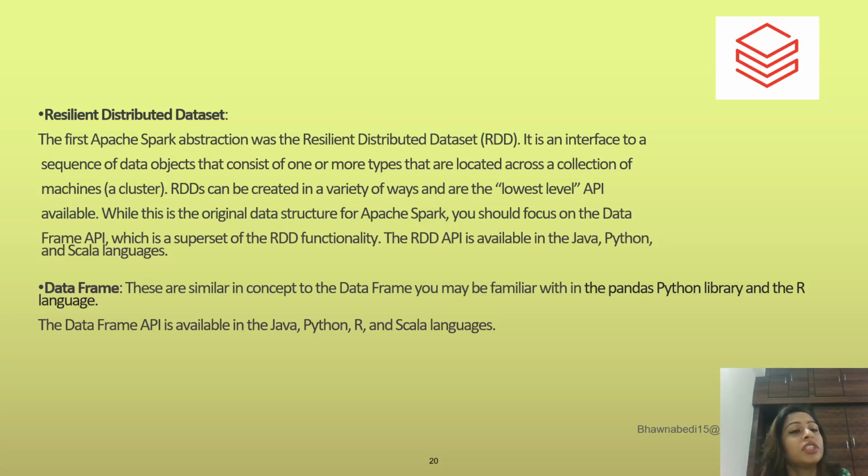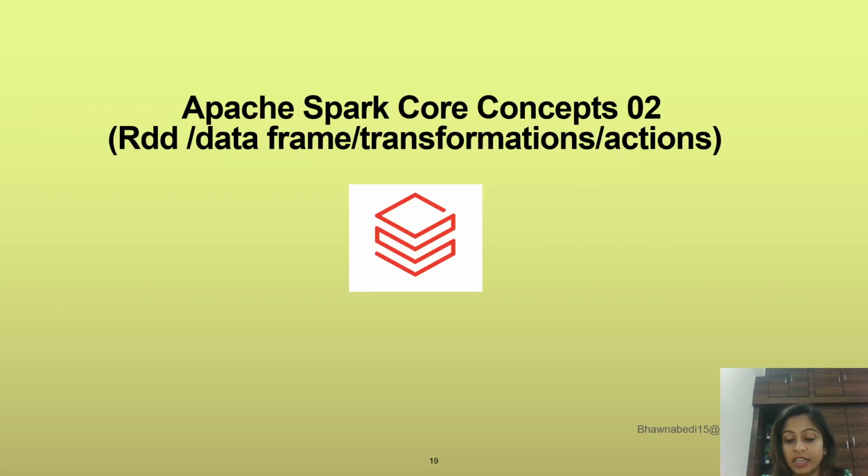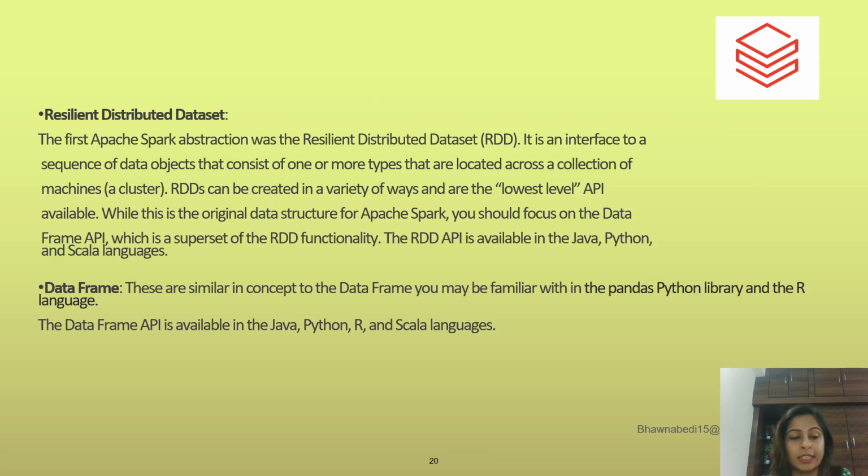So coming to the resilient distributed datasets, the RDDs. What exactly is an RDD? In my previous video I mentioned that a DAG is created using RDDs, right? An RDD is basically a data structure in Spark, the very first thing. Whatever you do in Spark gets converted into the form of RDDs only. That is called a resilient distributed dataset.